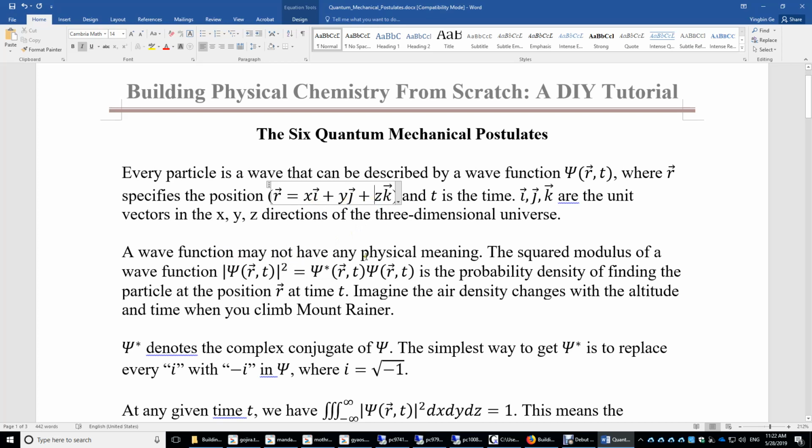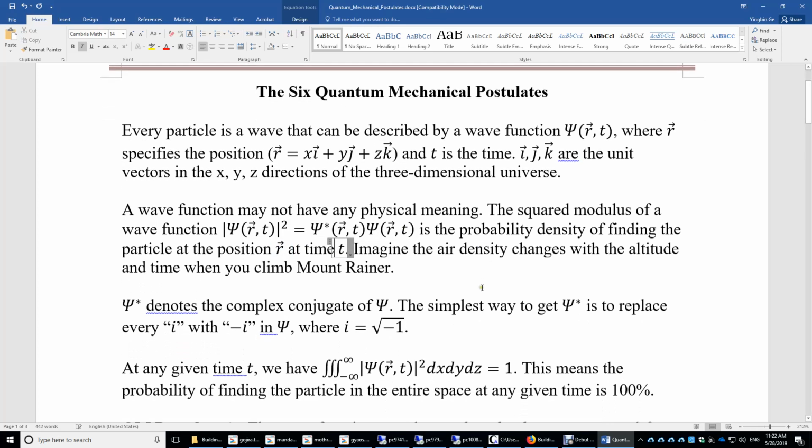A wave function may not have any physical meaning, but the squared modulus of a wave function is the probability density of finding the particle at the position r at time t. Now imagine the air density, which is equivalent to this psi squared of a particle. So imagine this air density may change with the altitude and time when you climb Mount Rainier.